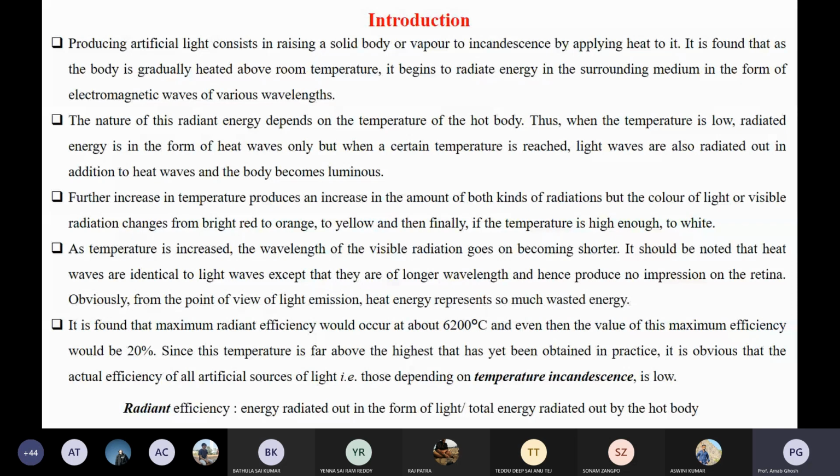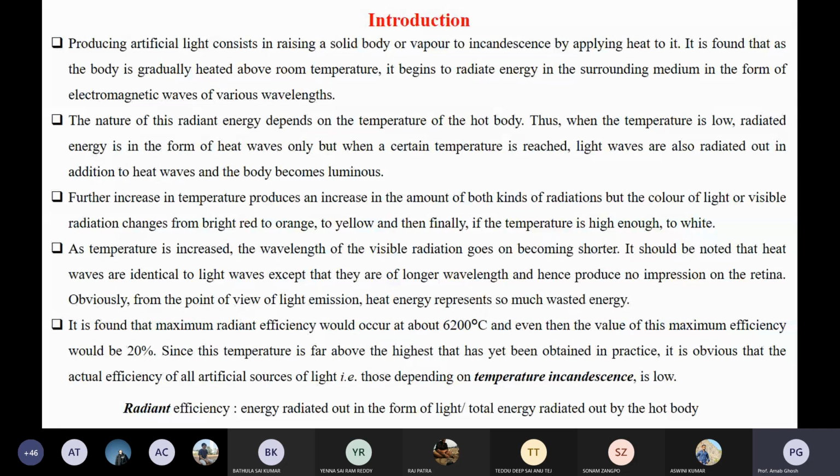So if we increase the heat, and heat is an energy, then temperature is an effect. If heat energy is increased in the substance, the temperature will also gradually increase. Due to the increase of temperature, after a certain time the light radiations also change. The wavelength of the light radiation is changing. That is called temperature incandescence.